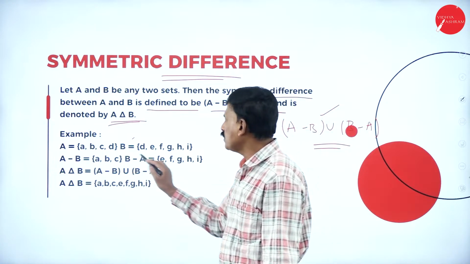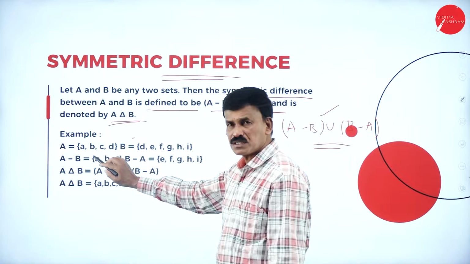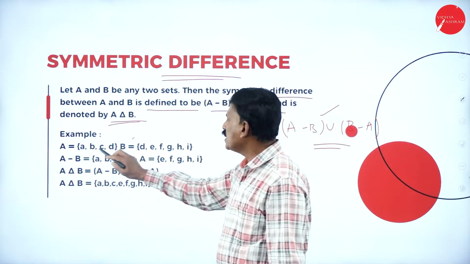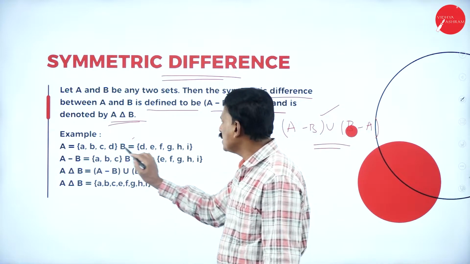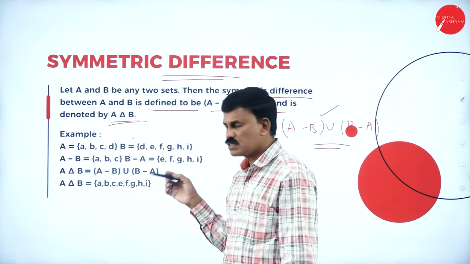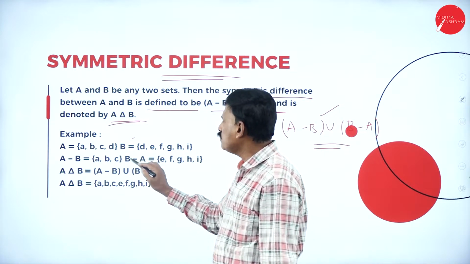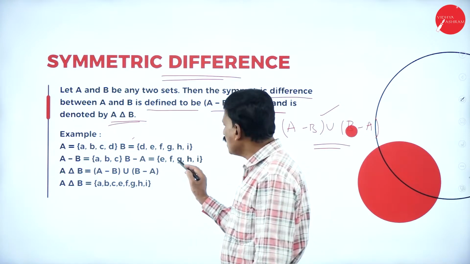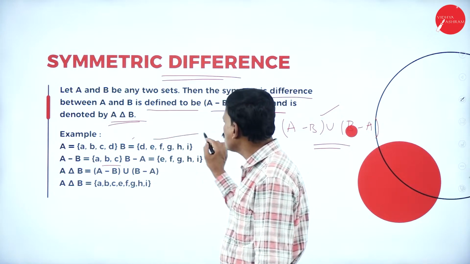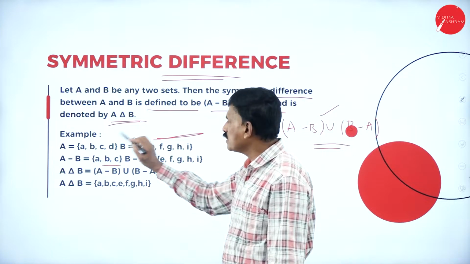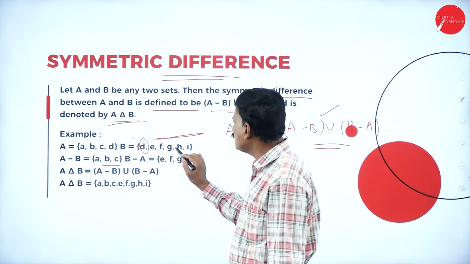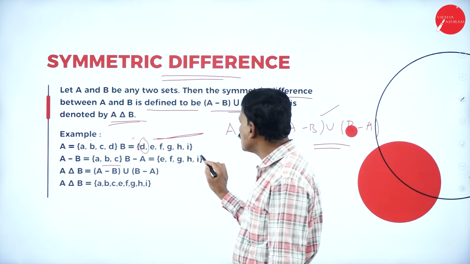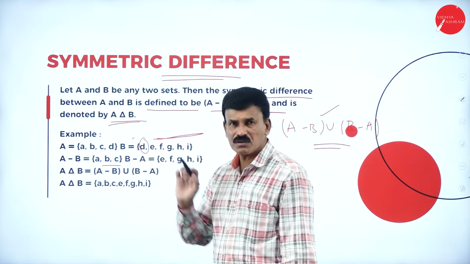A minus B means all the elements which are in A but not in B. So a, b and c are in A. d is in both the sets, so we can leave this. So {a, b, c} is A minus B. Similarly, B minus A means all the elements which are in B but not in A. d is there, we can take d out. e, f, g, h, i are in set B whereas they are not in set A.